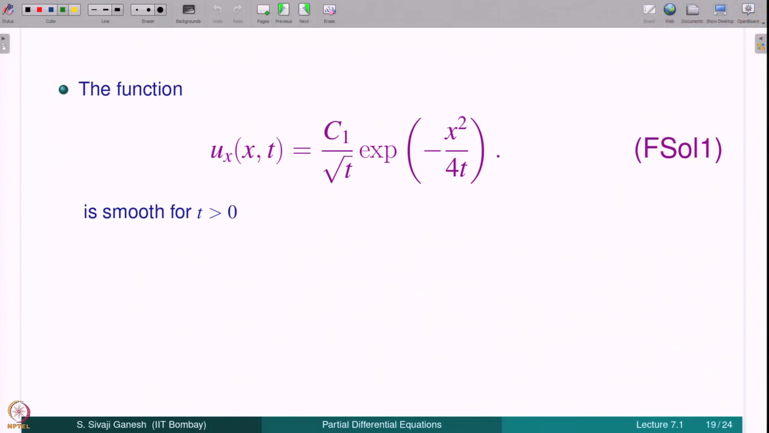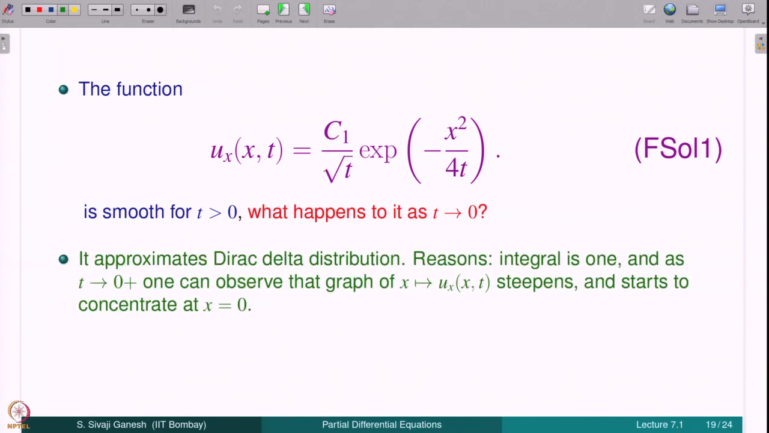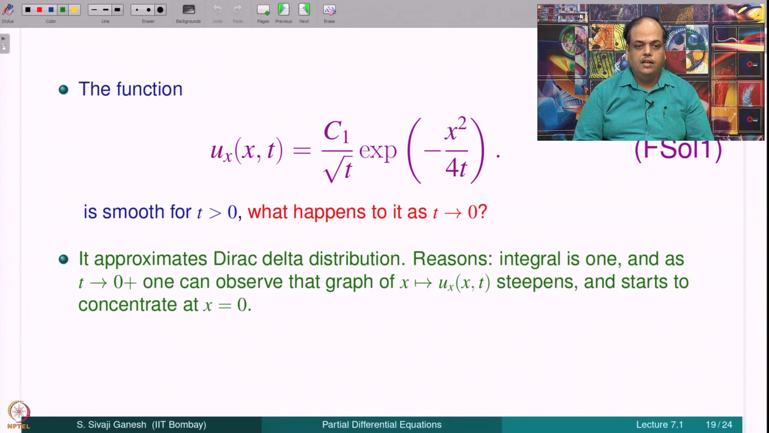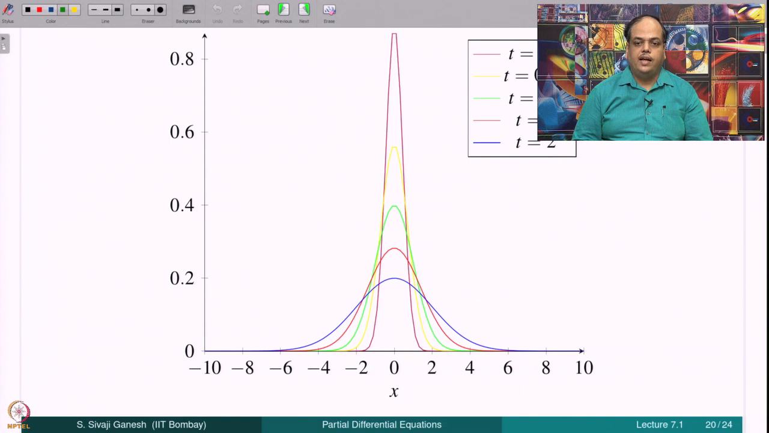So, as observed, this function is smooth for t positive. And what happens to it as t goes to 0? We will see some picture on the next slide. It approximates this Dirac delta distribution. In case you do not know what this is, simply ignore what I have said. The reason is that it has integral 1 for every t, integral 1 with respect to x, and as t goes to 0 plus, one can observe that the graph steepens and starts to concentrate at x equal to 0. Look at the picture on the next slide.